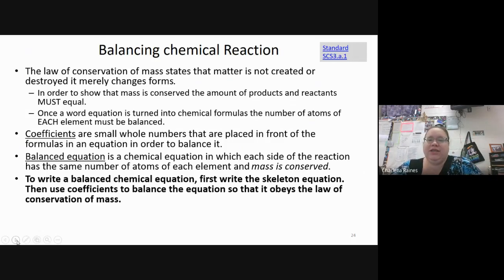Now, we will eventually get to a point where we are starting with a word equation, but for right now, I'm going to give you the skeleton equations. And your skeleton equations are the equations that just have the letters and the subscripts. No coefficients have been added yet.